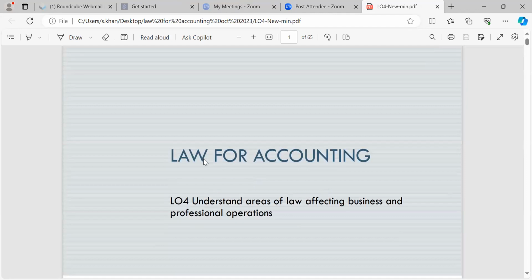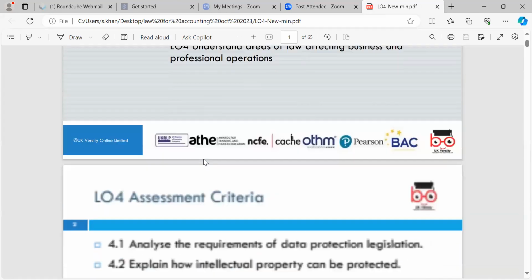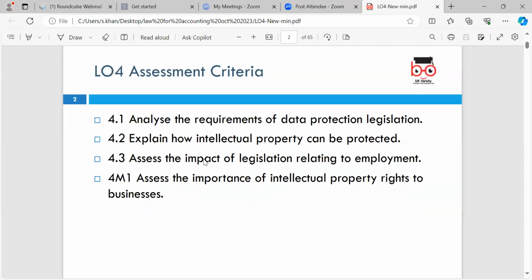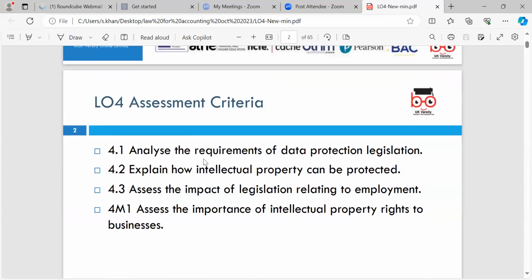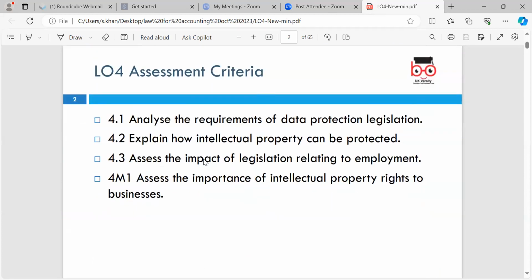Yes. To understand areas of law affecting business and professional operations. The indicative content here was to analyze the requirements of data protection legislation. We looked at explaining how intellectual property can be protected, assessing the impact of legislation relating to employment, and 4M1, which was to assess the importance of intellectual property rights to businesses.